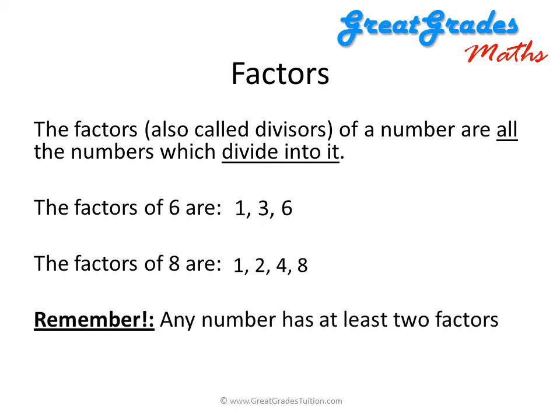Now, one thing to remember and to note is that any number has at least 2 factors, and we can see them here. They both have the number 1 as a factor, because the number 1 goes into any whole number, and they also have themselves as a factor. So when we were finding the factors of 6, 6 itself was a factor, and when we wanted to find the factors of 8, well, 8 itself was a factor. So any number has at least 2 factors, that's 1 and itself.